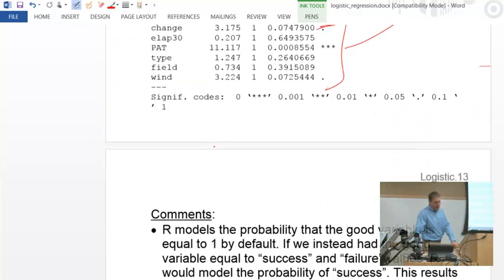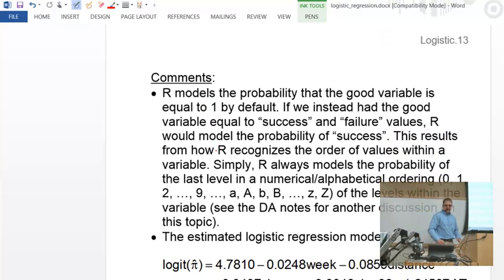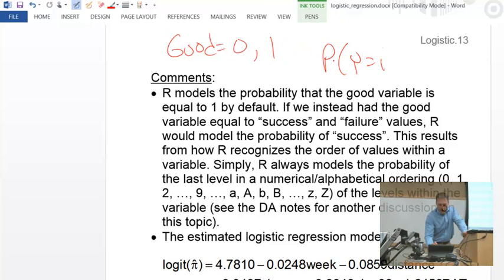Okay, so page 13 at the top contains something that's important. This first bullet. Again, our good variable in the data set is equal to a numerical value of 0 or 1. Now R sees that we have a 0 and 1, and corresponding to the way that I introduced you to the model, we want to model the probability y is equal to 1. So our model is for the probability good is equal to 1, so that the pi in our model is the probability of success in the context of this problem.